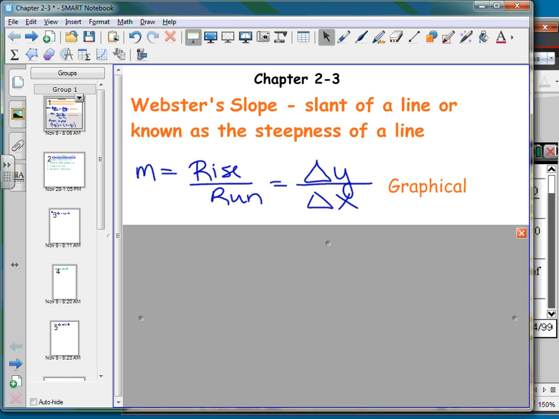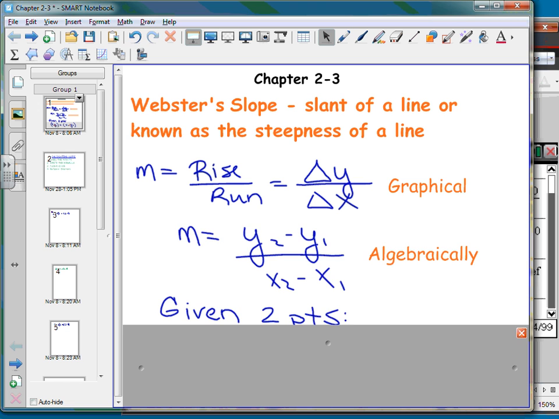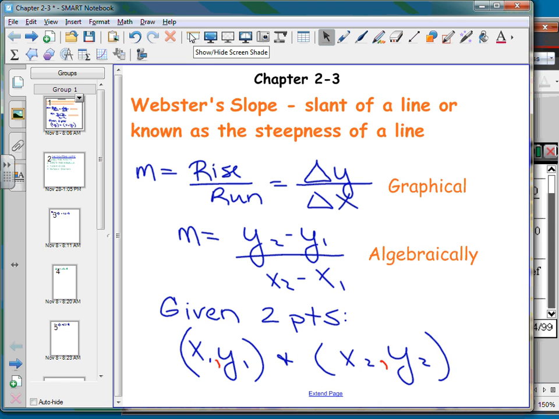Rise over run. Rise over run is the change in the y values over the change in the x values. Okay? Change in the y values over the change in the x values. This is your graphical definition. Your algebraic definition: m is equal to y2 minus y1 over x2 minus x1, given the points x1, y1 and x2, y2. Okay? You need to know the difference between these 2 things.